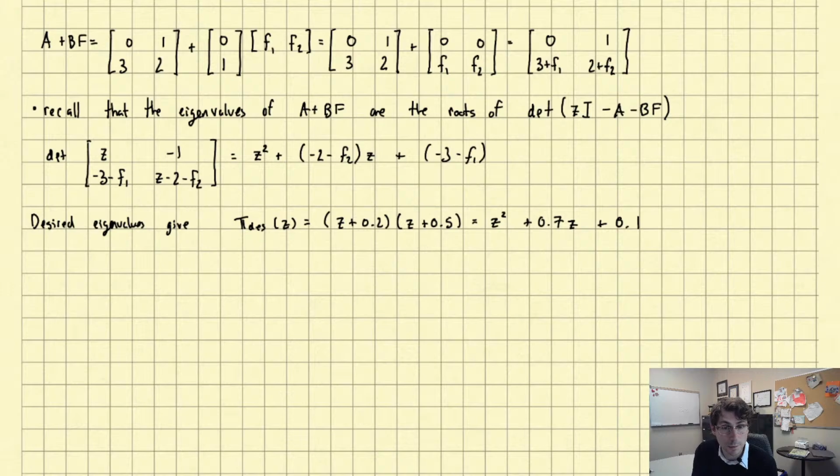And we have this polynomial. So now, in our simplistic approach here, we just compare coefficients. Here's our actual polynomial corresponding to A plus BF, and here's the desired polynomial. So the actual eigenvalues of A plus BF are the roots of this polynomial, and these are our desired eigenvalues. So we'll compare the two coefficients and get our values of the gain matrix.